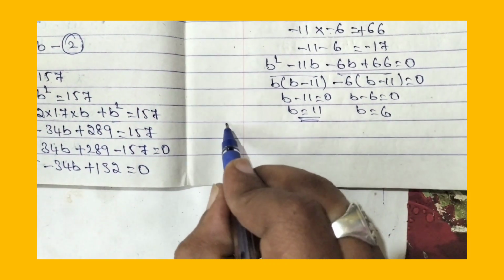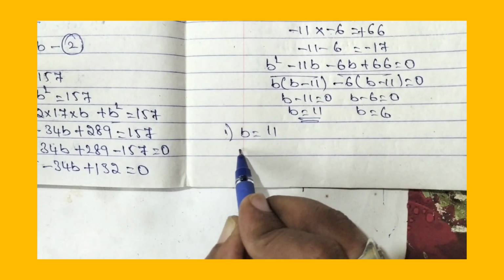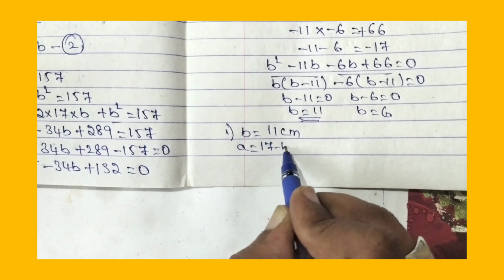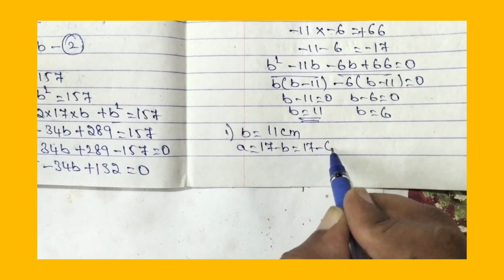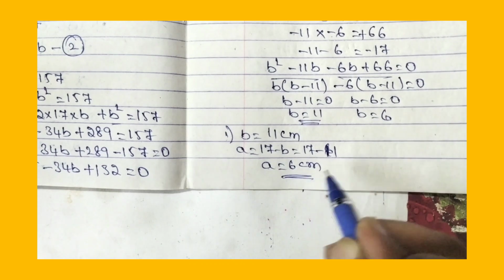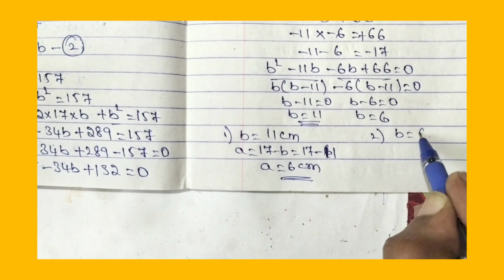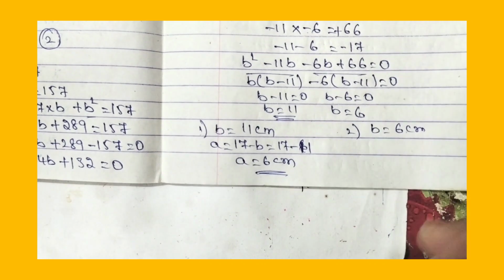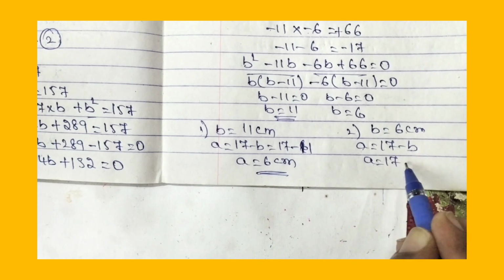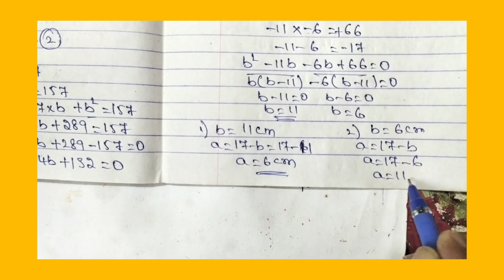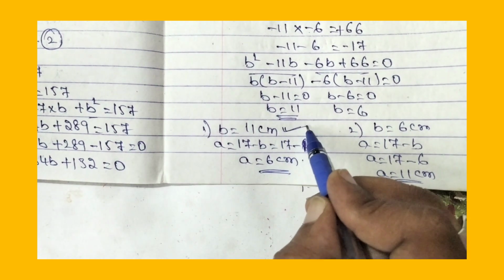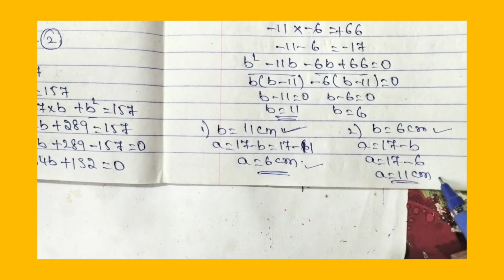So now if I take b as 11, so 11 centimeter, then a will become 17 minus b, which is equal to 17 minus 11. Therefore a becomes 6 centimeter. So in case if I take b is equal to 6 centimeter, then what will a become? a is equal to 17 minus b, a is equal to 17 minus 6. a is equal to 11 centimeter. If b is 11, then a will be 6. If b is 6, then a will be 11.